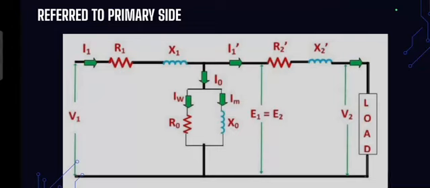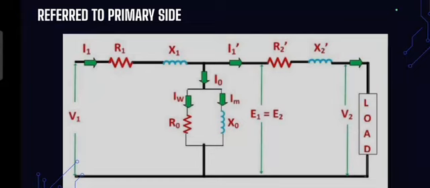This is the transformer equivalent circuit referred to the primary side. Transformers operate on the principle of electromagnetic induction with a transformer ratio, which is N2 by N1, that governs the relationship between primary and secondary windings. However, parameters like resistance, reactance, voltage, and current on the primary and secondary sides are different due to this transformation ratio.